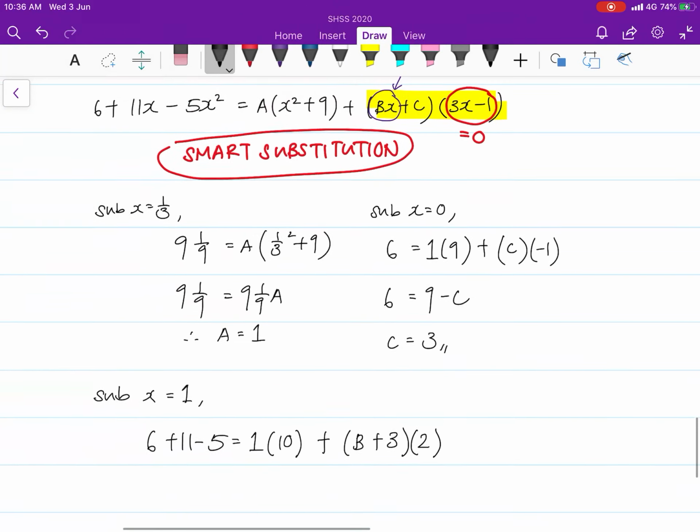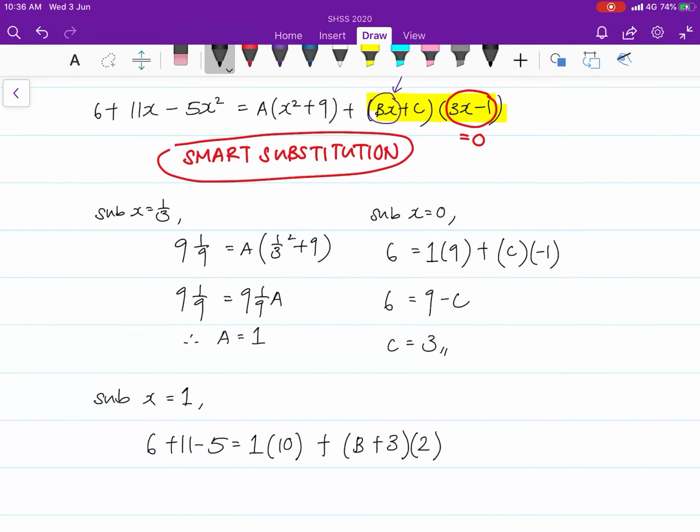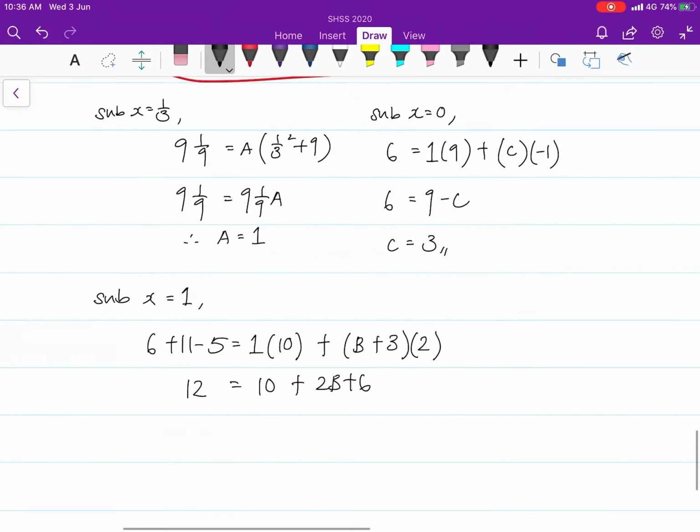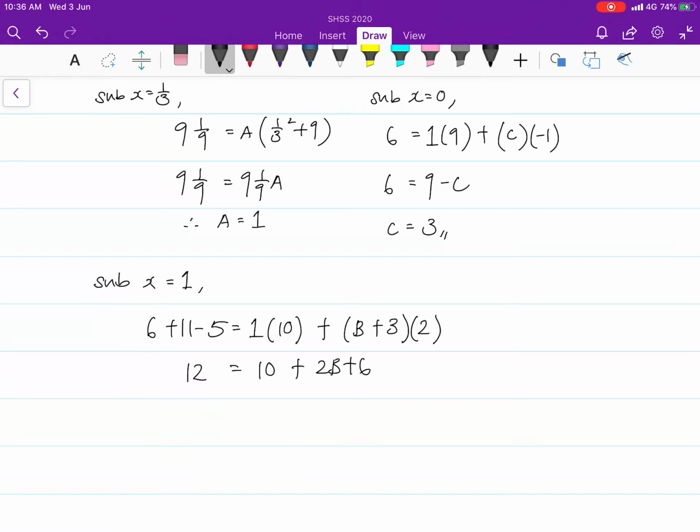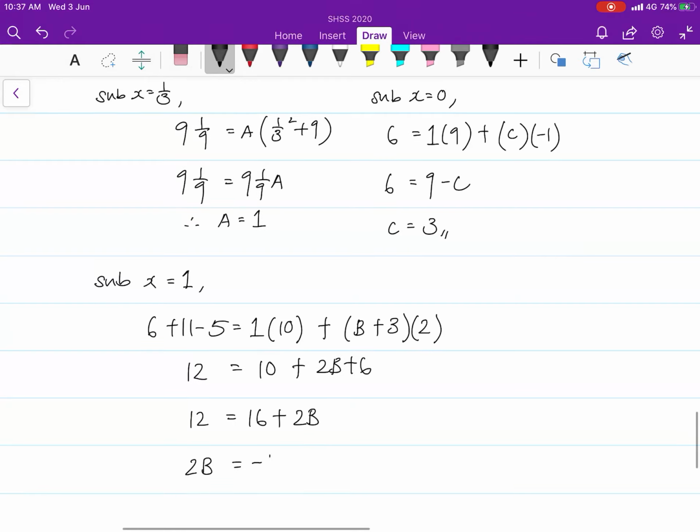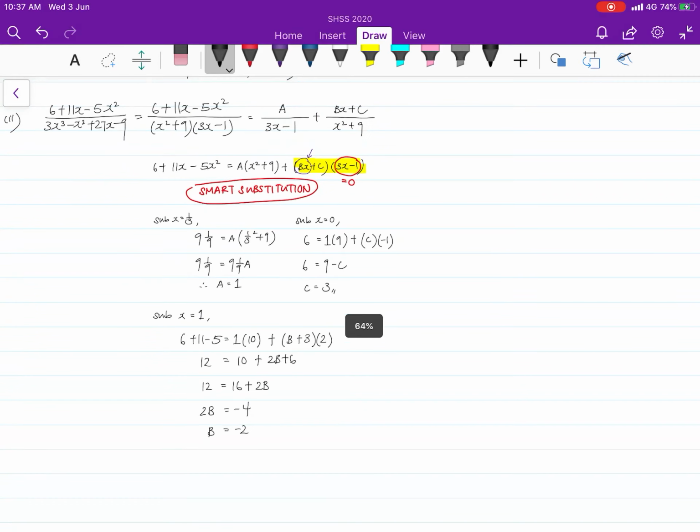Then I continue simplifying when I substitute x equals 1 into the equation. 6 plus 11, 17 minus 5, 12 equals 10 plus 2b plus 6. 12 equals 16 plus 2b. So if I were to minus 16 on both sides, I'll get 2b equals minus 4. Divide by 2, b is negative 2. And I found my a, b, and c. I'm done with my partial fraction.